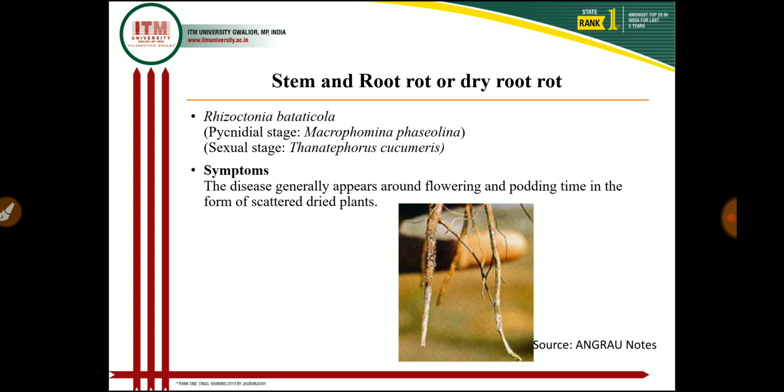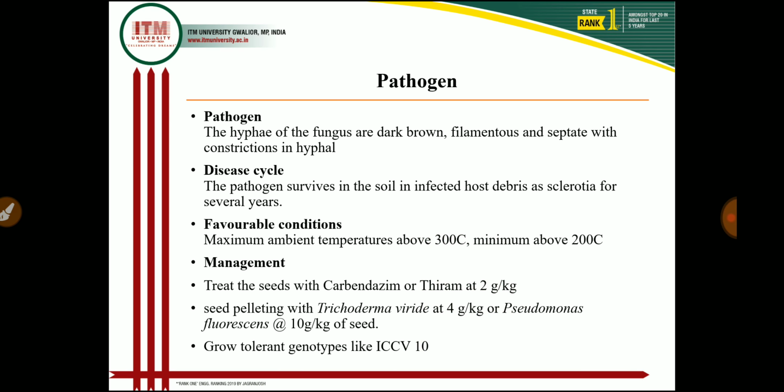Then the pathogen characteristics: the hyphae of the fungus are dark brown, filamentous, and septate, with a constriction in the hyphal branch at the junction with the main hypha. These are the most characteristic features of Rhizoctonia. The sclerotia are brown and irregular in shape, because Rhizoctonia forms a sclerotial body that has a round shape, is thick walled, and looks like a mustard seed. The sclerotial body serves as a dormant stage for a long period.